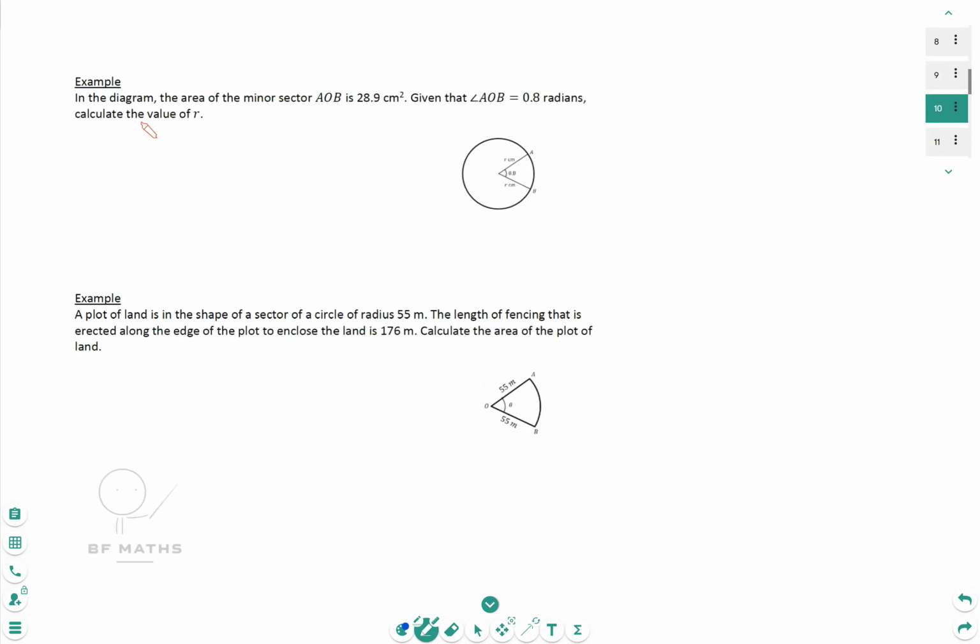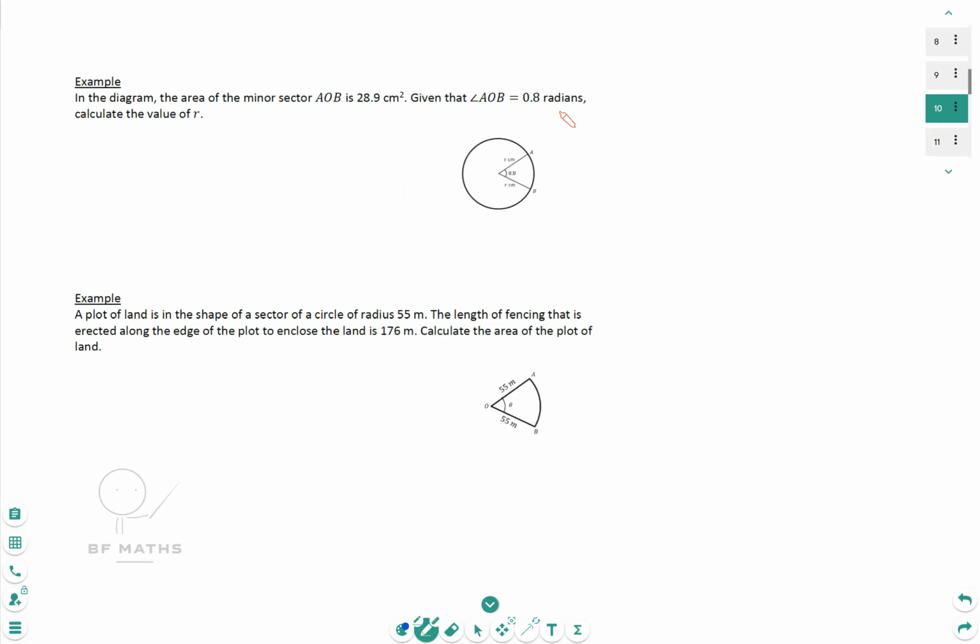Now, we are going to go through a few examples today. If you feel confident to try them on your own, be my guest, try it and then go to the answer and see if you got it correct. If you got it correct, why waste time listening to me? Example: in the diagram, the area of the minor sector AOB is 28.9 centimeters squared. Given that angle AOB equals 0.8 radians, calculate the value of r.